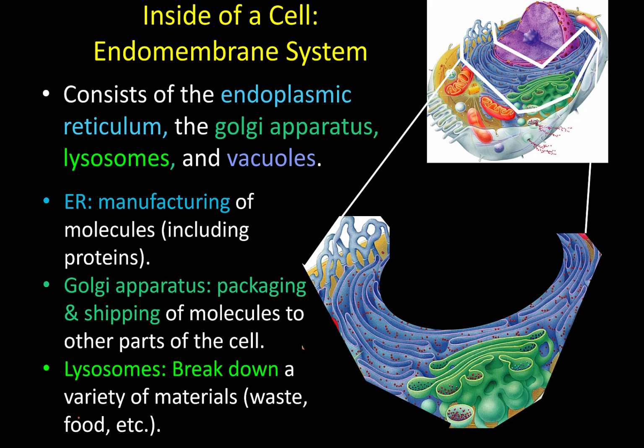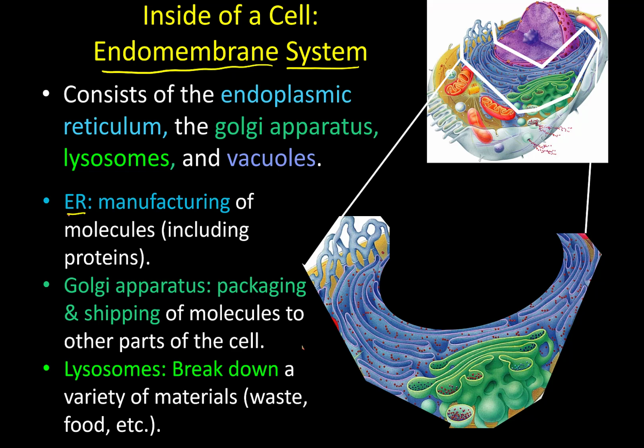The next set of organelles we have to discuss make up a system of cooperating structures called the endomembrane system. This system consists of the endoplasmic reticulum, the Golgi apparatus, the lysosomes, and the vacuoles. There's a couple other structures that are also part of this system, but we're not going to talk about them in detail in this lecture.